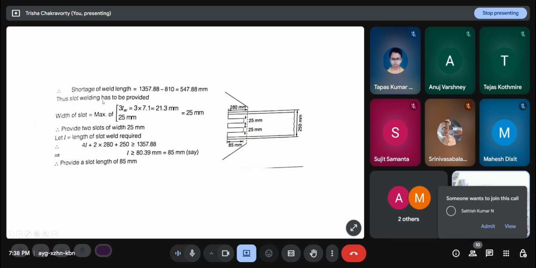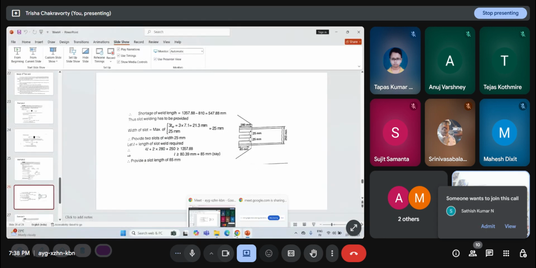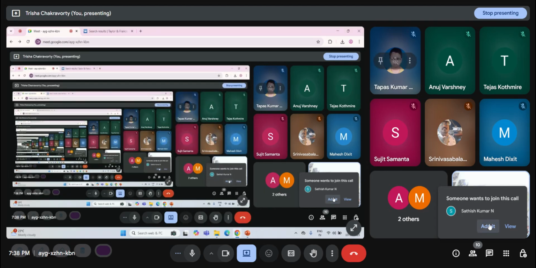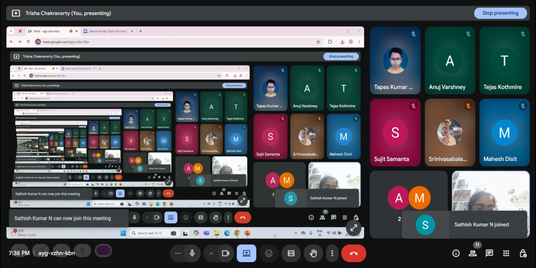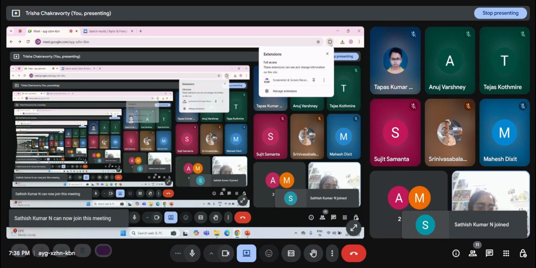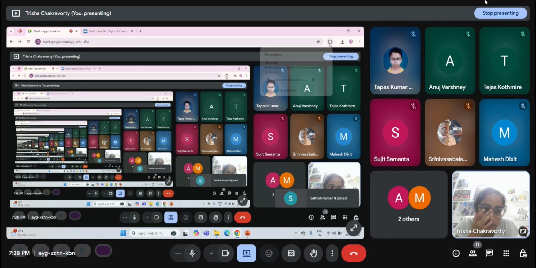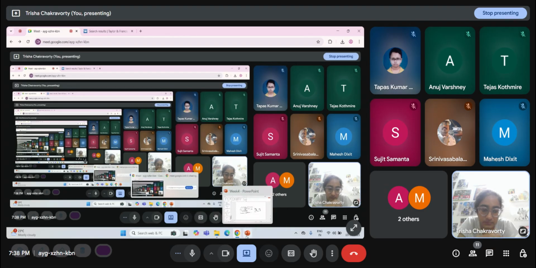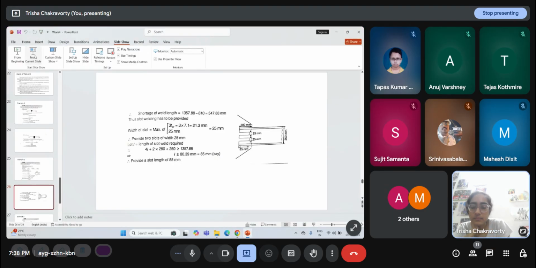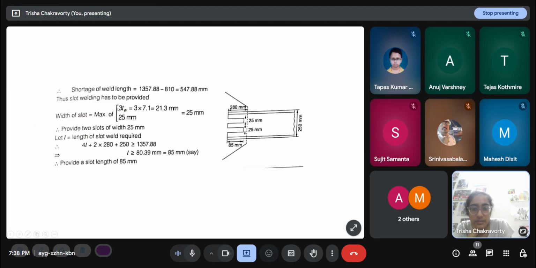The width of slot is maximum of 3 Tw or 25. I think this is also a clause that is mentioned in IS 800. Generally, you are not expected to remember these. These will be provided if required, or generally in competitive exams or exams where you are not provided with a code, you are generally asked straightforward questions. These specific clauses are not asked.